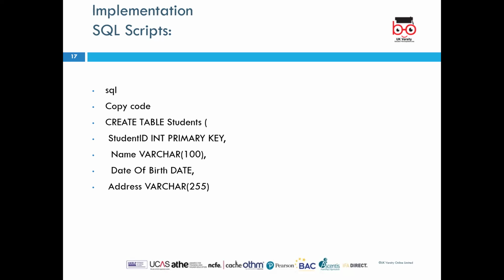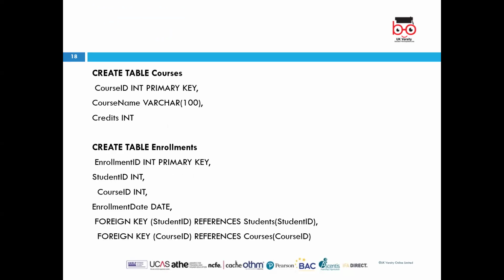With SQL, we can now create a table, student ID, where we insert our primary key. We assign values, for our name, which is going to be a character of 100, date of birth, and address again will be character. Same thing, we're creating a table for courses and enrollment.